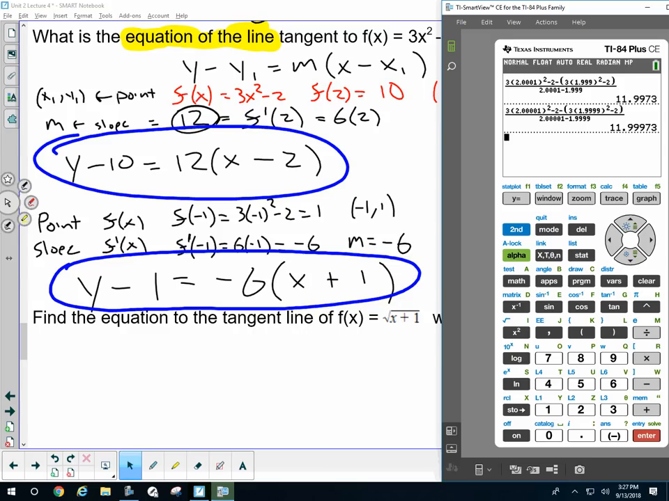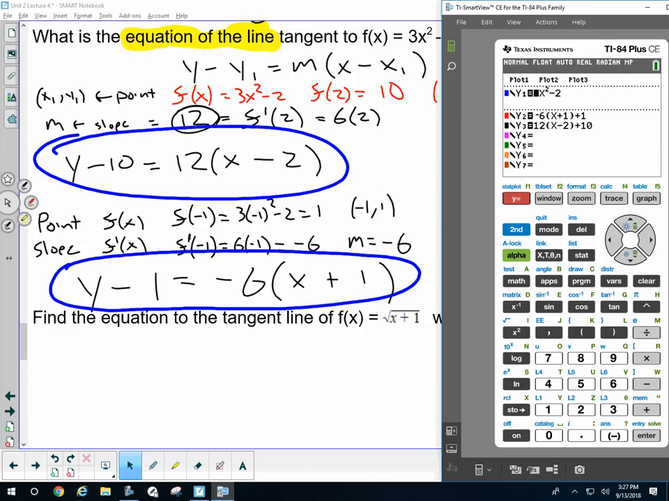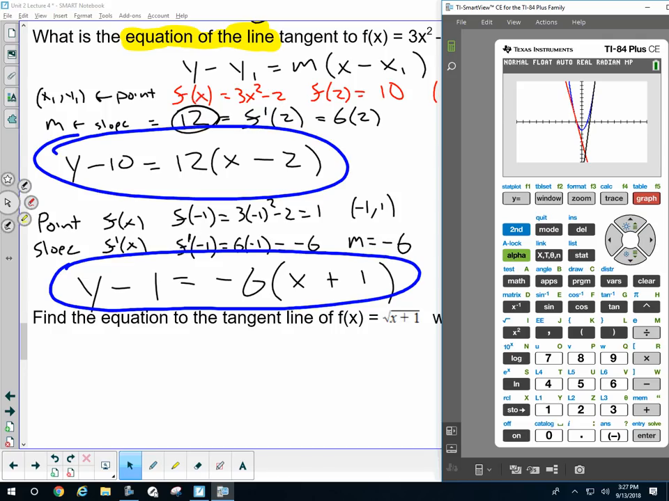Now an easy way to graph this without solving for y equals mx plus b is just to add 10 and to add 1. 3x squared minus 2, negative 6 times x plus 1, plus 1. 12 times x minus 2, plus 10. Watch. Here is my 3x squared minus 2. Here's my negative 6 slope, and there's that tangent line. And here's my slope of 12 and that tangent line. Okay? It's a beautiful thing. We just created that.